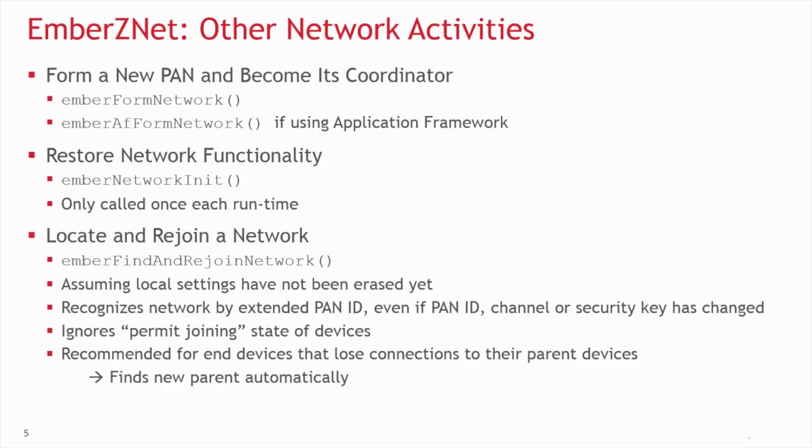Whenever the application wants, you can call Ember find and rejoin network. Because the extended PAN ID never changes in the lifetime of a network, even if the channel or PAN ID has changed, the rejoin works because the device can look for a network with the extended PAN ID that it knows about. Because you already have been accepted into the network once, and this is a rejoin, you ignore the permit joining state for this purpose. Again, the rejoin process is recommended and typically used for an end device that has lost connection to its parent.